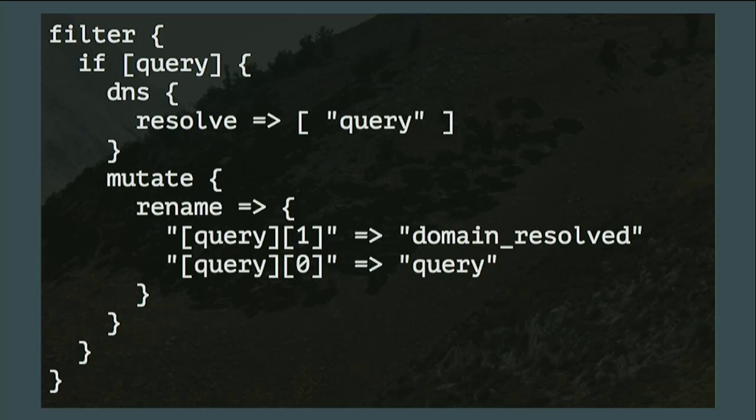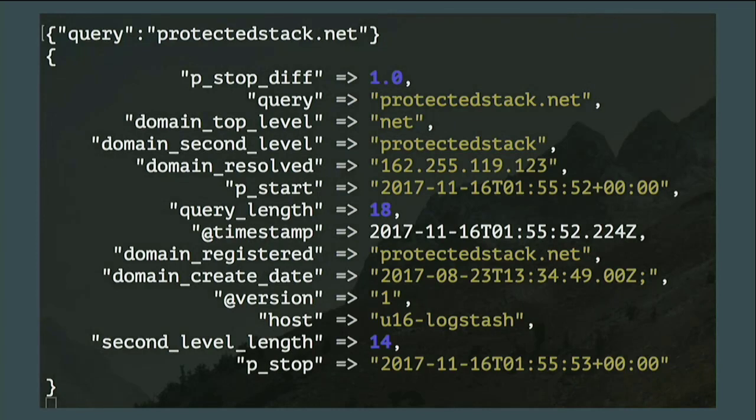Take what I get back, stick it in this domain resolved field. Right? So now I can say, okay, what's the IP address? I've got to stop hitting the wrong button. I keep hitting the laser button. So now I say, hey, give me protectedstack.net. And it says, oh, well, that's at 162.255.119.123. Now I have an IP address.